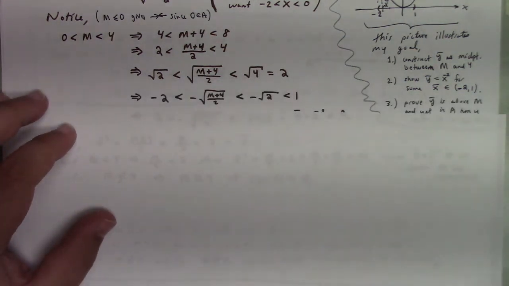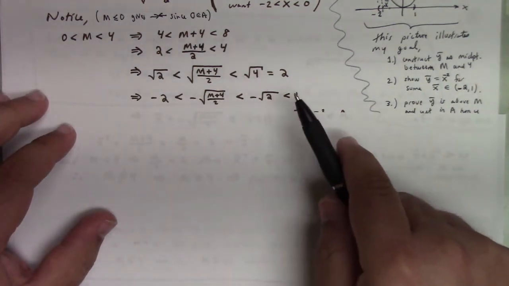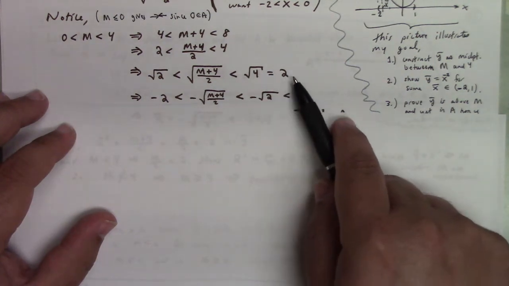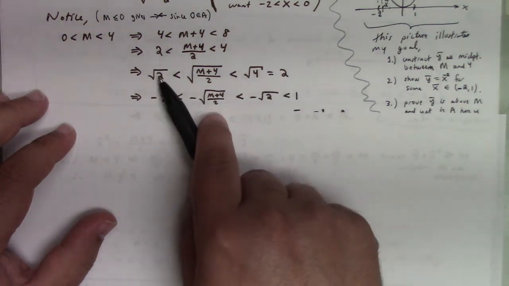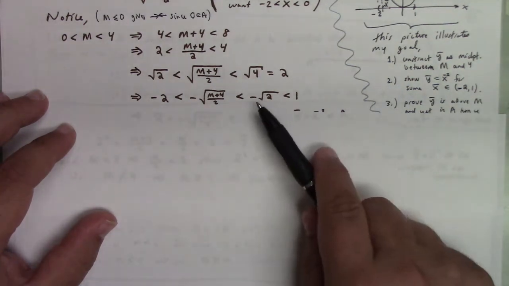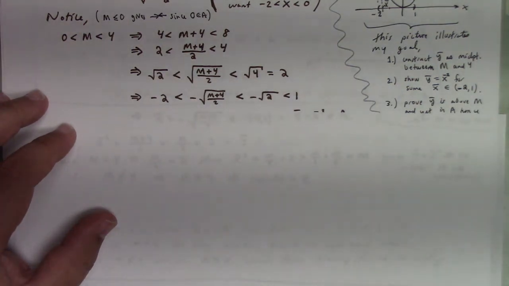And then I multiply the inequality by minus 1. Notice that the first shall be last and the last shall be first. This 2 goes to minus 2, this root 2 goes to minus root 2. And so I flipped the inequalities and just rewrote them in that way.